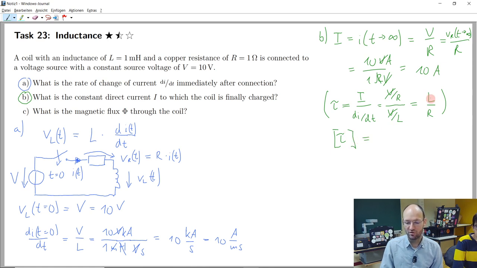It should be the unit of the inductance divided by the unit of the resistance. And the unit of inductance is Henry, and the unit of resistance is ohm. And if we rewrite Henry, it's volt second divided by ampere, and ohm is volt divided by ampere. So ampere and ampere and volt will cancel each other, and we get second at the end, which perfectly makes sense if we want to calculate a time constant.